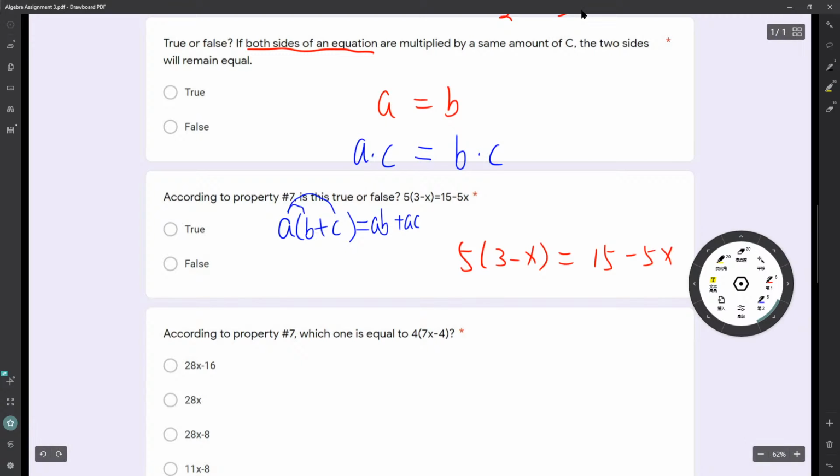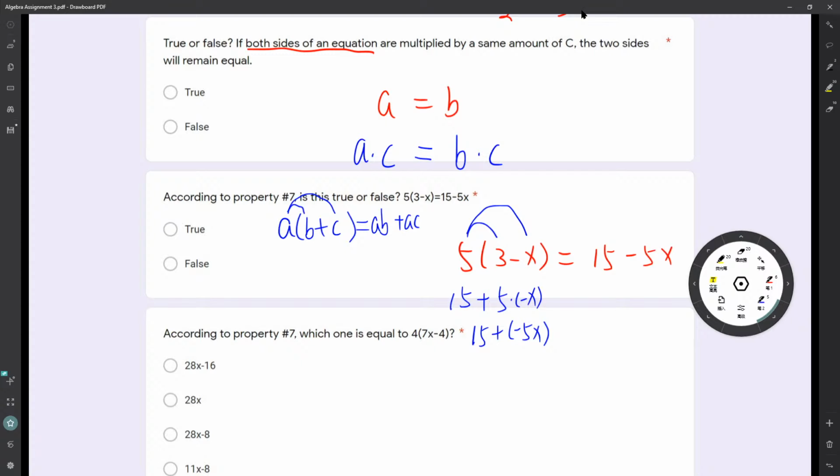Now what about this one? It's going to be 5 multiplied by 3 and 5 multiplied by negative x. So 5 multiplied by 3 is 15, and then plus 5 multiplied by a negative x. We can further simplify this: 5 times negative x is negative 5x.